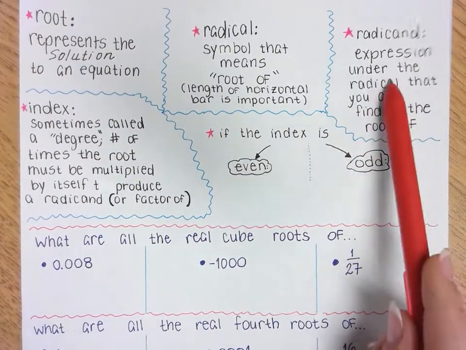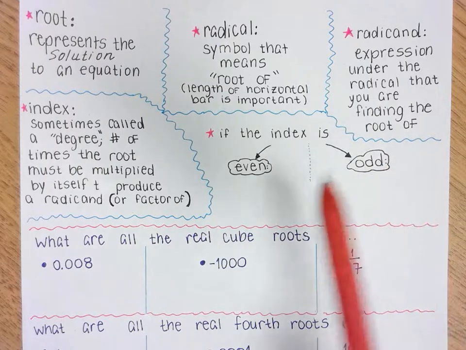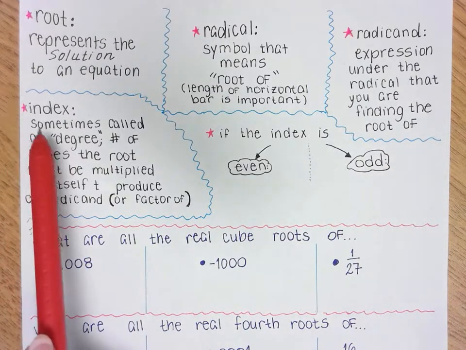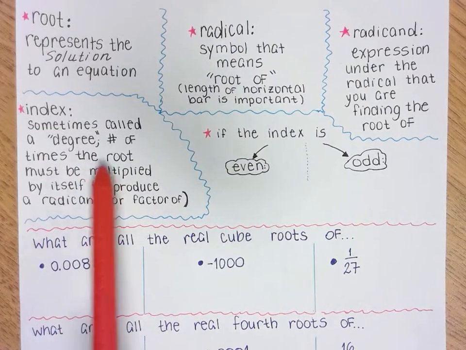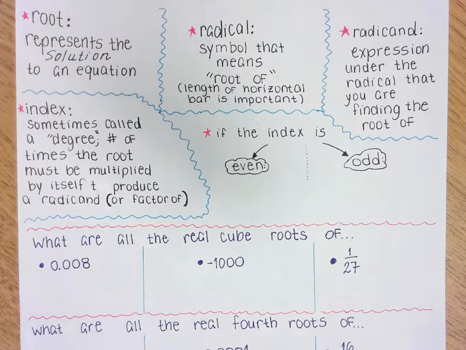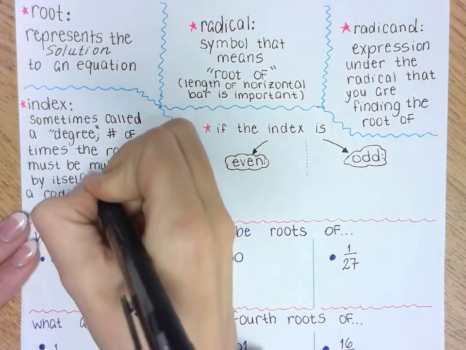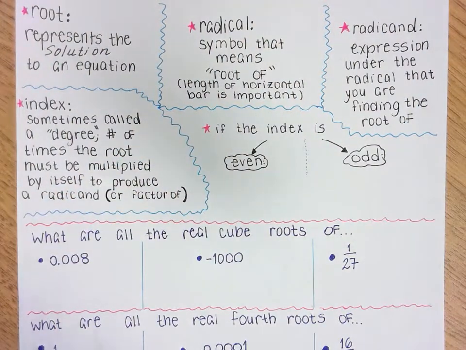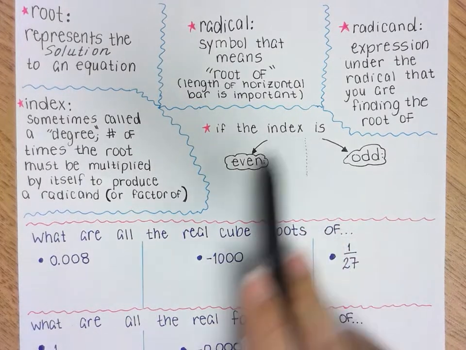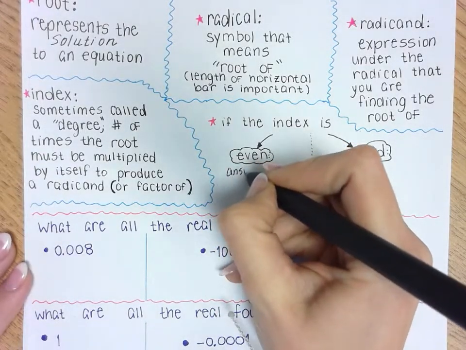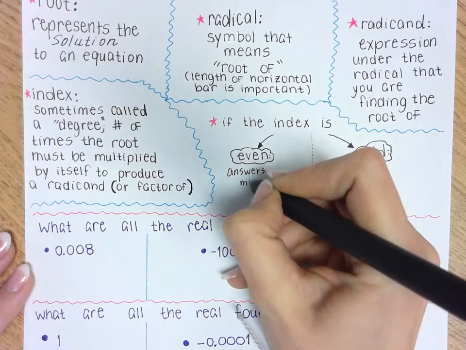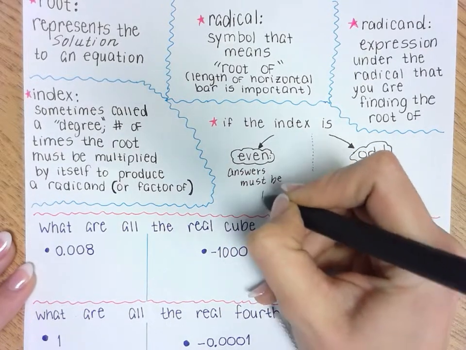Radicand is the name of the expression under the radical that you are finding the root of. We want to use all the right words here, okay? Index, sometimes called the degree. It's the number of times the root, the answer, must be multiplied by itself to produce a radicand or a factor of the radicand, because we'll be able to simplify stuff. If the index is even, if you're taking an even root, answers must be positive.